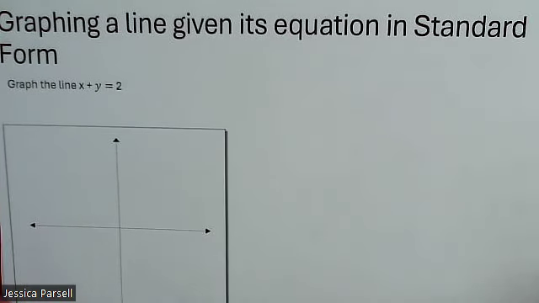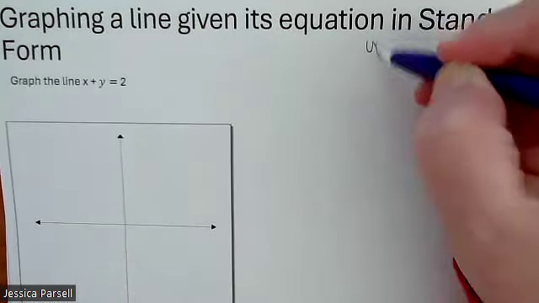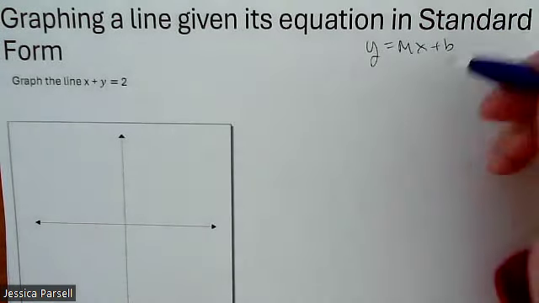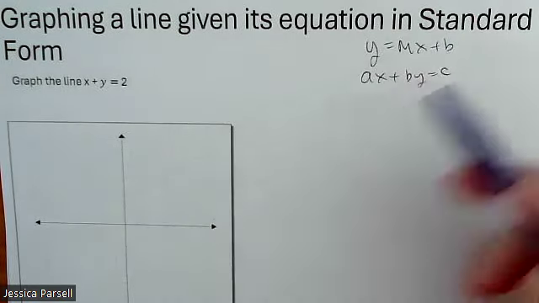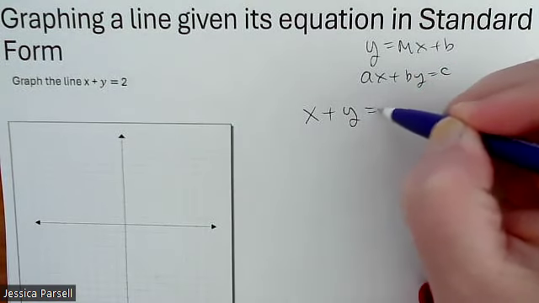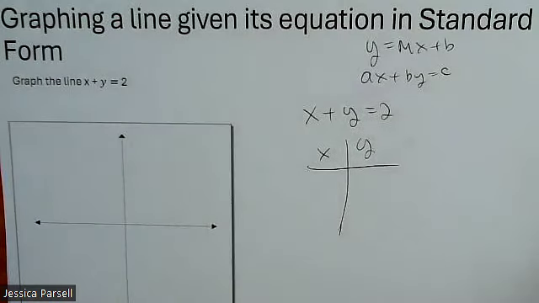Okay, this is an equation given in standard form. Standard form looks a little different. We've been looking at y equals mx plus b. That's just one way of looking at a line. Another way is ax plus by equals c, which is what they call standard form. We're not going to get too involved in that this week. We're just going to stick with making our charts, putting numbers in for X.